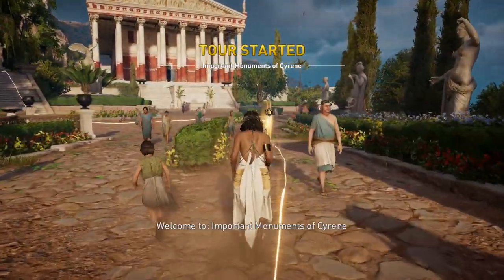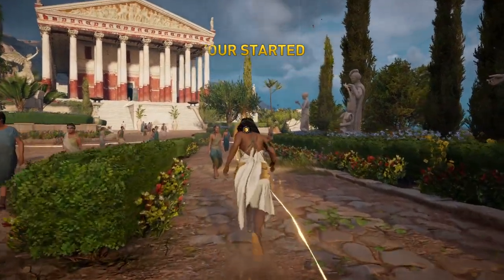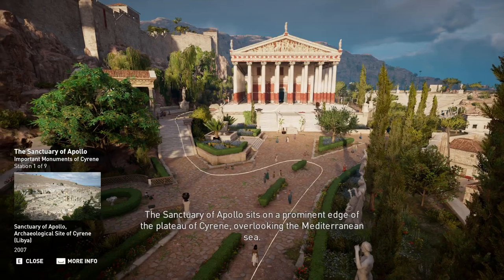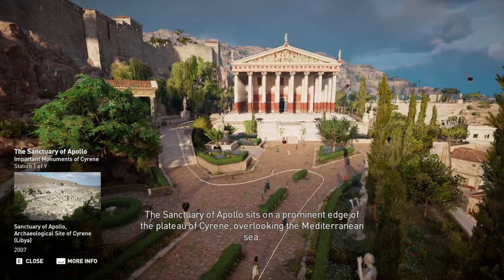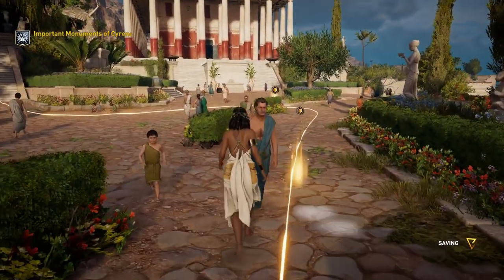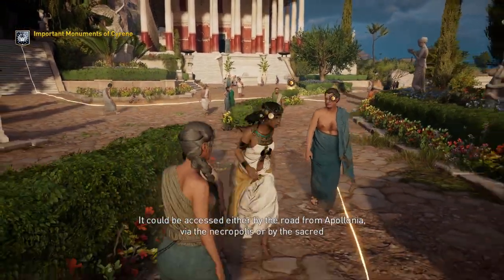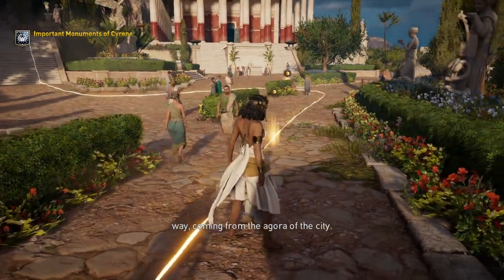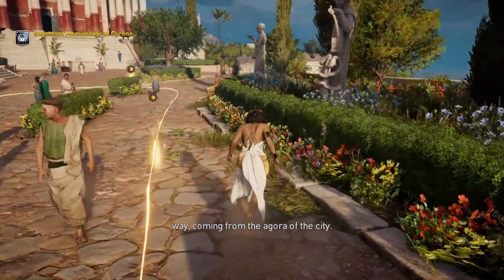Welcome to Important Monuments of Cyrene. The Sanctuary of Apollo sits on a prominent edge of the plateau of Cyrene, overlooking the Mediterranean Sea. It could be accessed either by the road from Apollonia, via the necropolis, or by the Sacred Way, coming from the agora of the city.